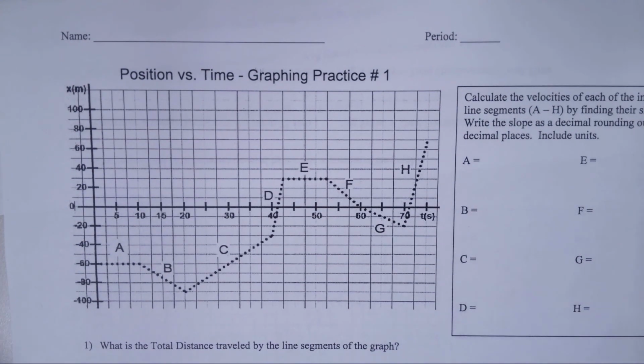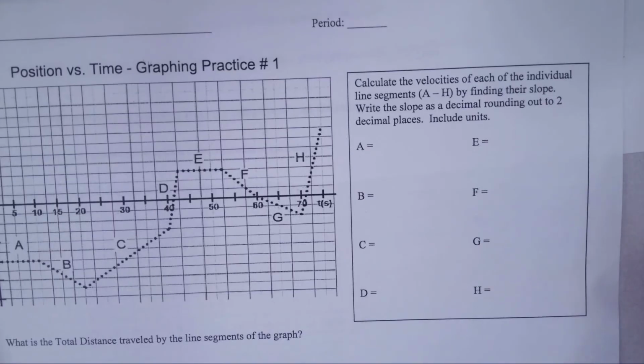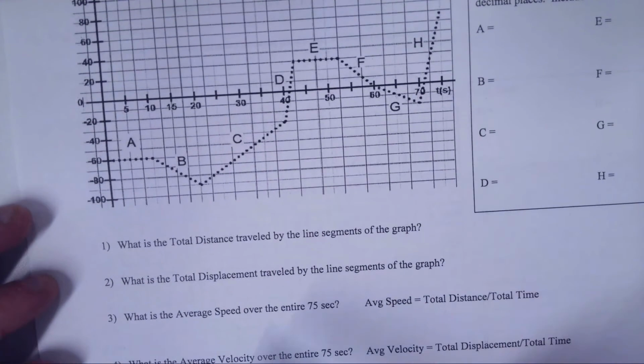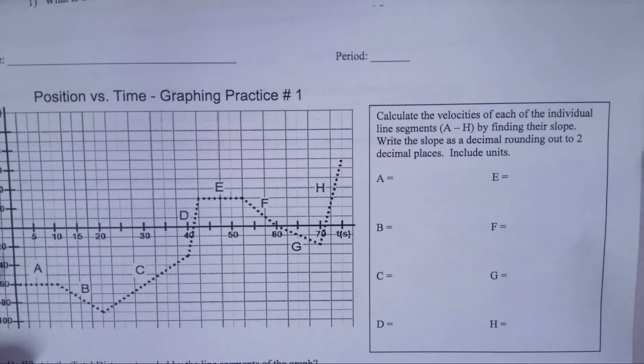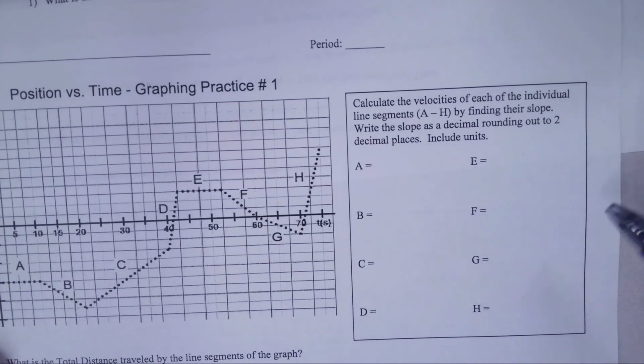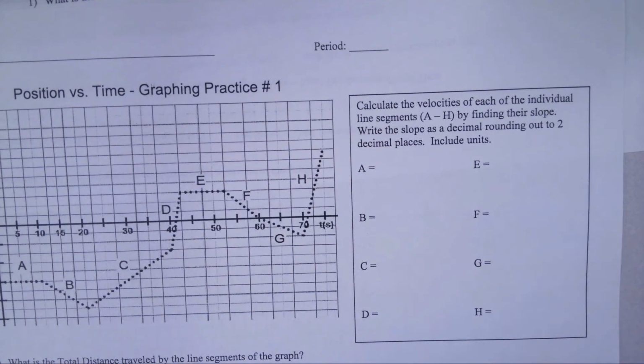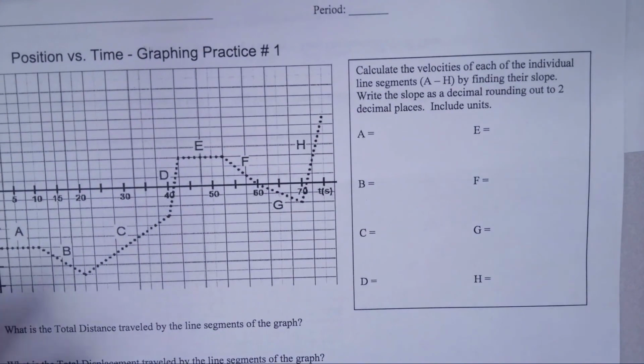We should know from the lab that if we can find the slope of a position versus time graph, we can find the velocity. So we have some questions down here about distance, displacement, speed, velocity, average, all of those. But first we're going to fill out this over here. Calculate the velocities of each of the individual line segments A through H by finding their slope. The slope is a decimal, rounding to 2 decimal places, including units.